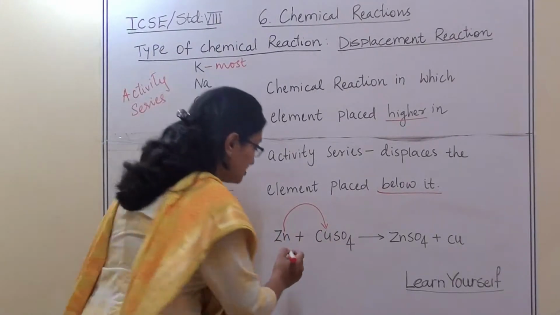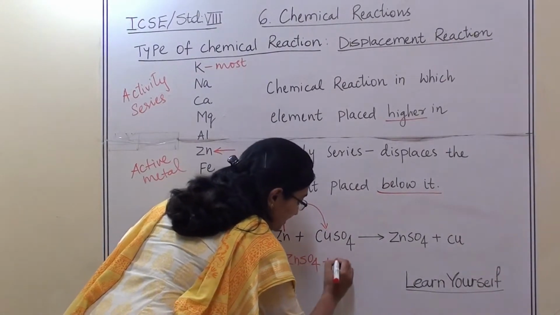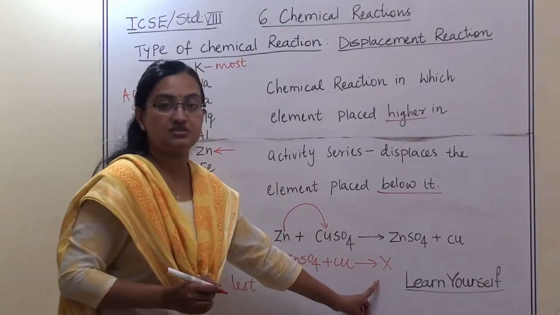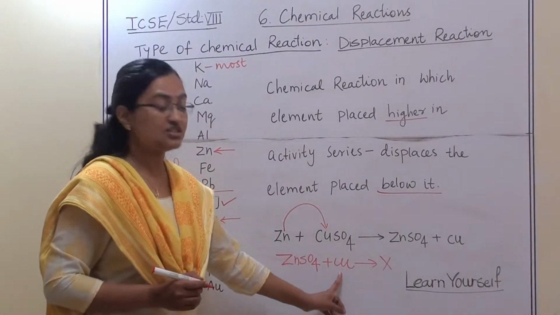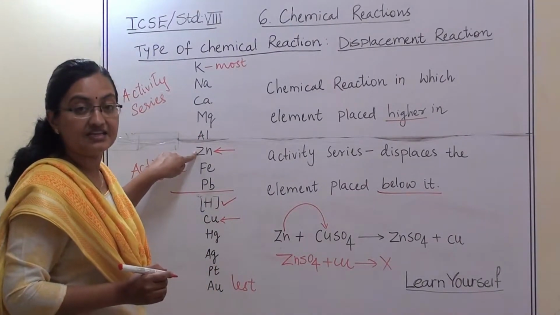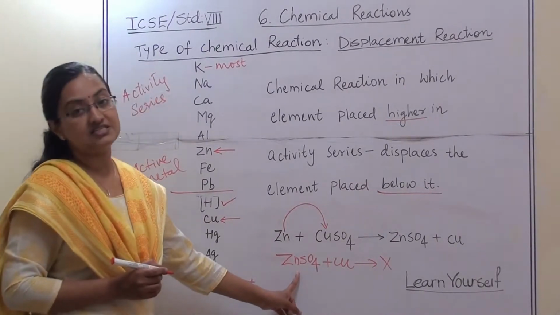If this reaction is reversed, for example ZnSO4 plus Cu, then this reaction is not possible because Cu is not reactive compared to Zn. It is less reactive, so it cannot take the place of zinc.